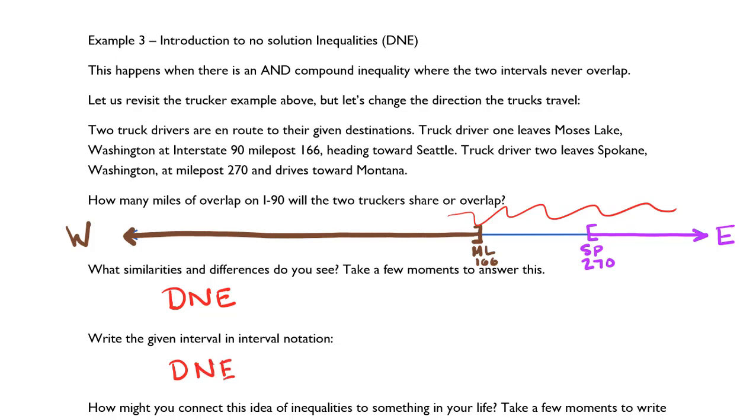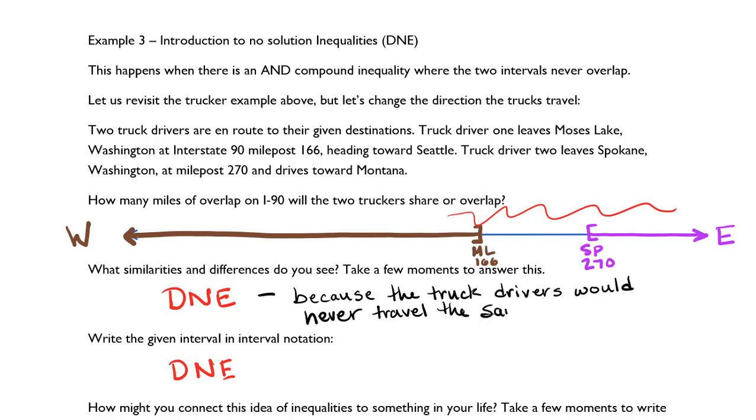And it might be helpful to just say why it does not exist. This is because the truck drivers would never see each other. They would never travel the same stretch of highway. So we can't really write an interval in interval notation for this because there is no overlap. They never see each other.